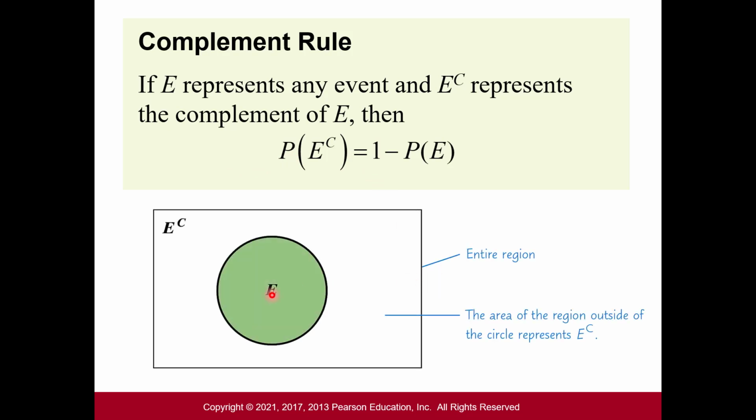All right, so just a visual for you. If E is the circle that represents our event, then everything else in our rectangle is what we call the complement of E. And together it makes up the whole region.